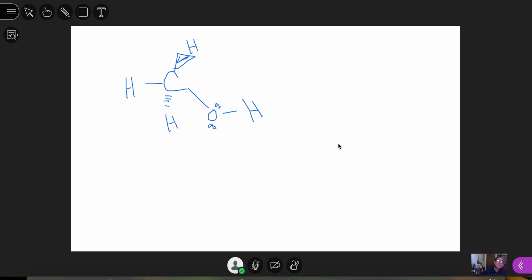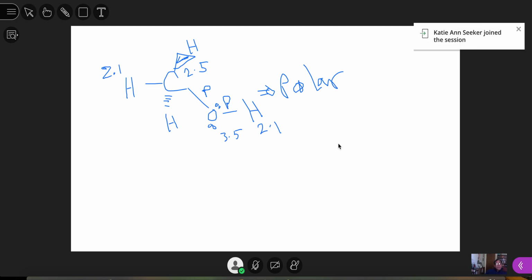Now tell me. Carbon is 2.5, hydrogen is 2.1, you already know, and oxygen is 3.5. So tell me, are you going to change your answer? Yeah, the CO bond is polar too. Polar and polar. That is correct. So it has two polar bonds, and that means the molecule is polar. No doubt about it. Absolutely right.